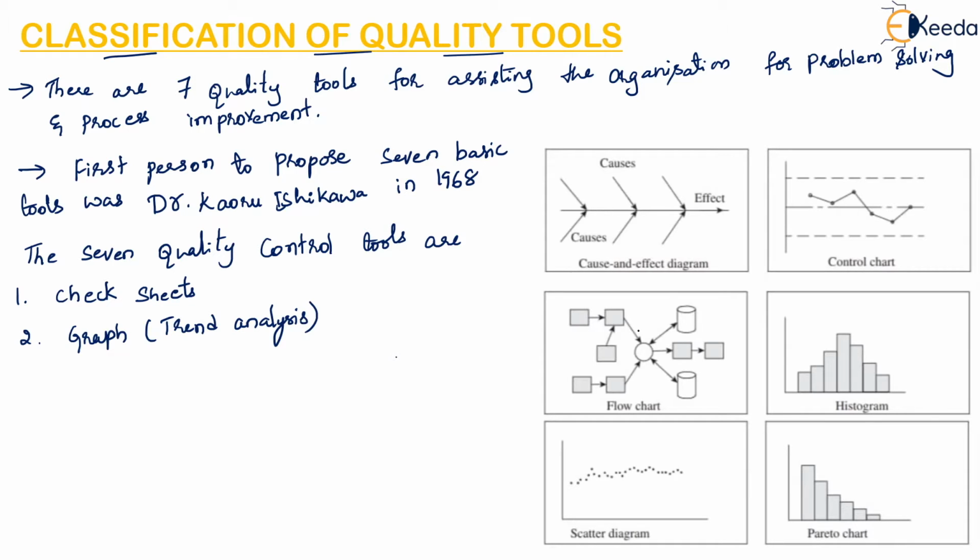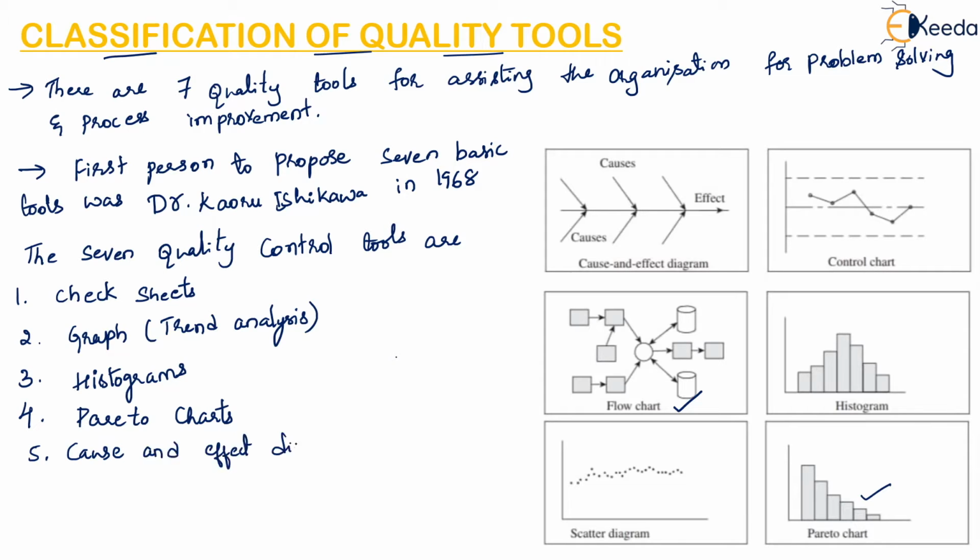That is nothing but the flowchart which is mentioned here. The third one is the histograms. Fourth one is Pareto charts. Pareto chart is mentioned here. The fifth one is the cause and effect diagram. So this is the cause and effect diagram.